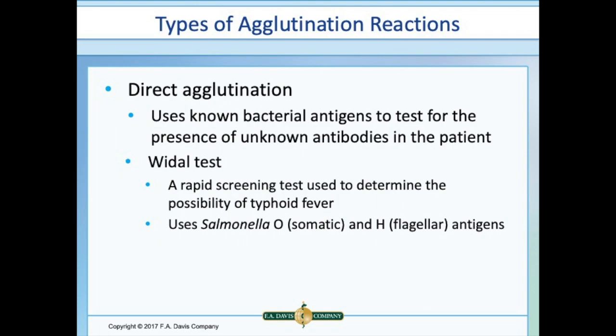So O refers to somatic antigen. The antigen comes from the cell wall. And the H refers to flagellar antigen because the antigen came from the flagella. And the flagellar antigen is the H antigen, which will result to the Hauch phenomenon. Agglutination with O antigen results to compact agglutination. Agglutination with H antigen results to fluffy agglutination.